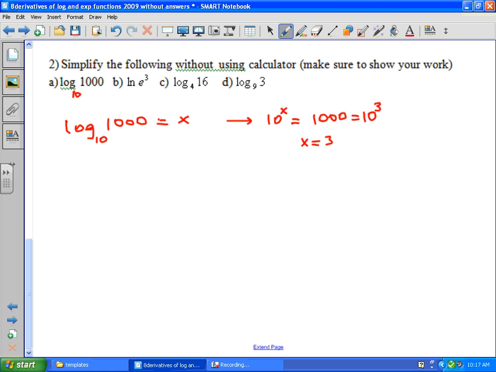Basically, you can think of log of 1,000 like this. That's log base 10 of 1,000. To what power should I raise 10 to get 1,000? And that power is 3, so that's what log of 1,000 represents: the power you need to raise the base to get that value.